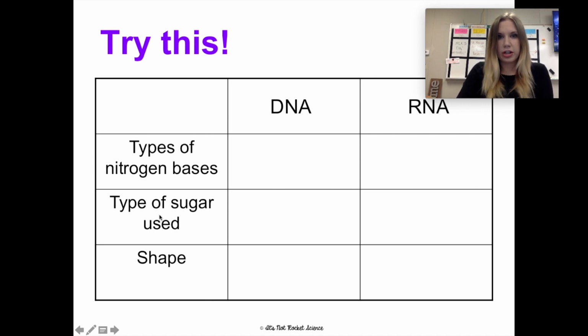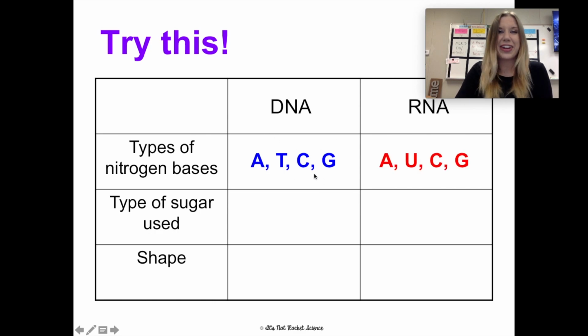Now, what about the type of sugar used? So in DNA, the type of sugar, oops, sorry, I forgot to give you the answer. So if you put A, T, C, and G here, then nice job. And if you put A, U, C, and G on this side, nice job.